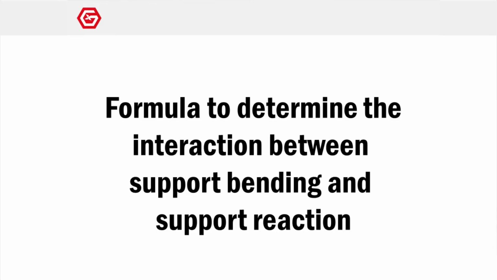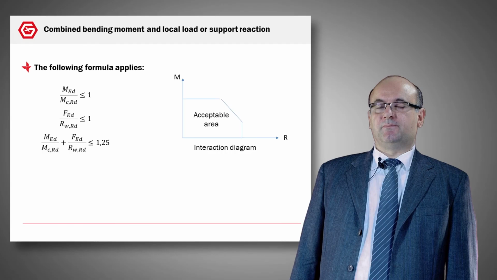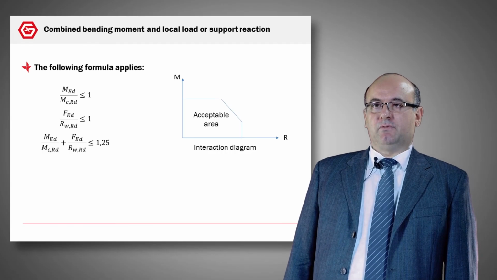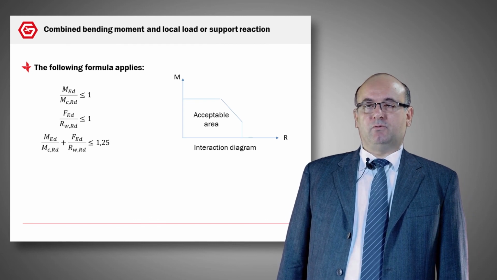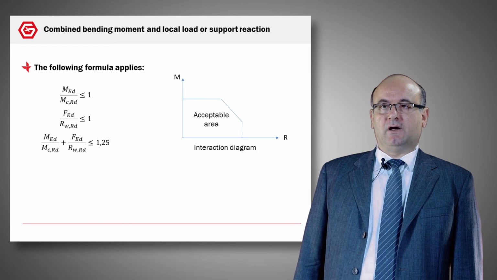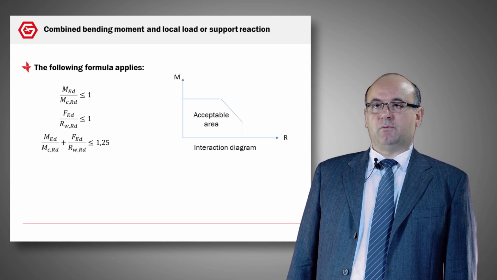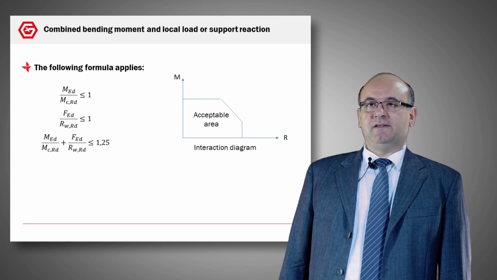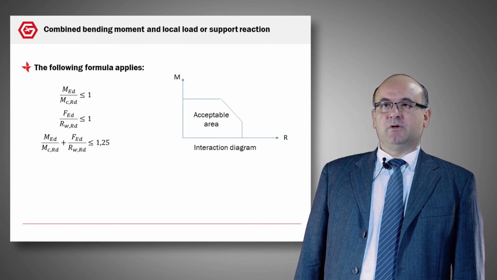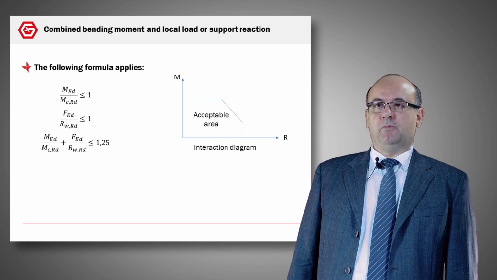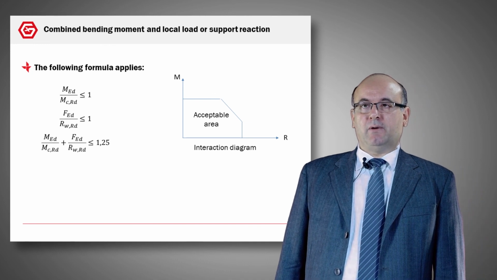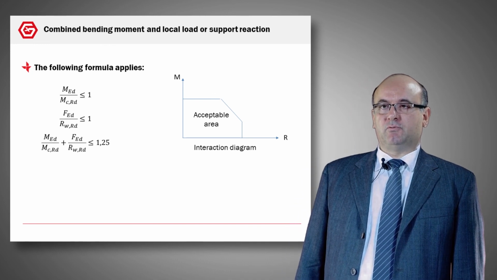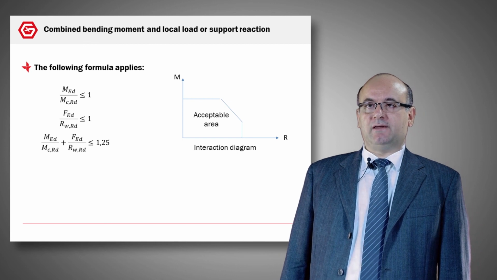Now we are going to study the formula to determine the interaction between the support bending and support reaction. I remind you that we have studied MCRD, the bending resistance of a profile. We studied just before RWRD, that is the support reaction resistance of a profile. We now have MED, that is the bending moment that corresponds to the action applied to the profile. And we have FED, that corresponds to the support reaction due to the load applied to the profile. And we have two criteria.